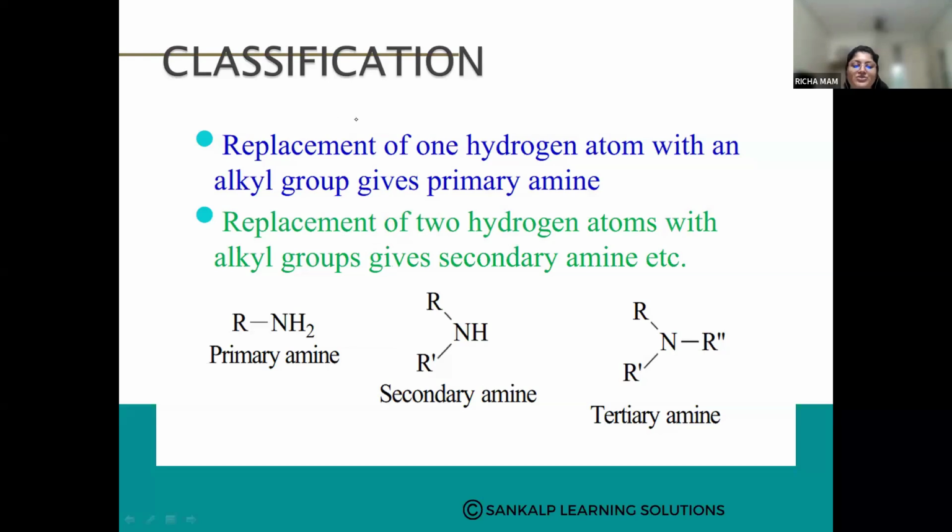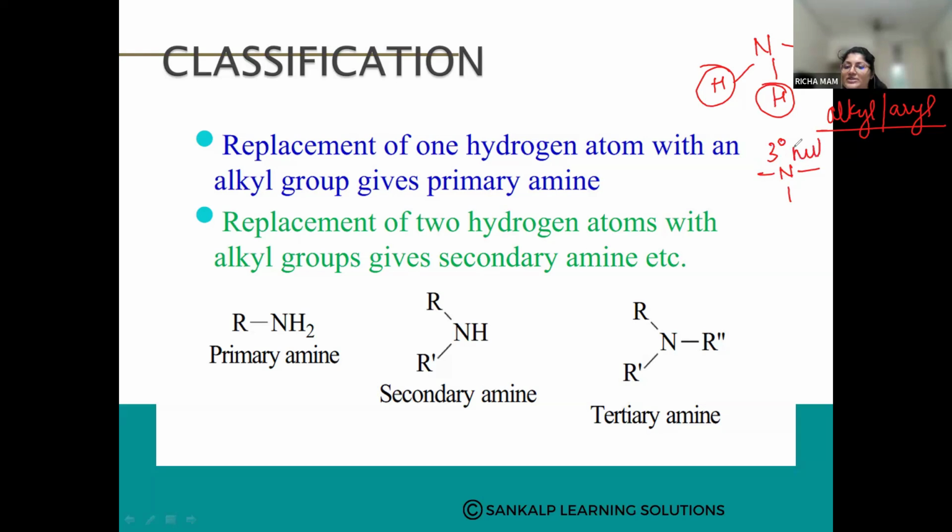So what do you mean by tertiary amine, students? When we write the structure of ammonia, all three hydrogen atoms are replaced by an alkyl or an aryl group. Then they give rise to tertiary amine. And what is the functional group? It is represented like this. The nitrogen present here is tertiary in nature.